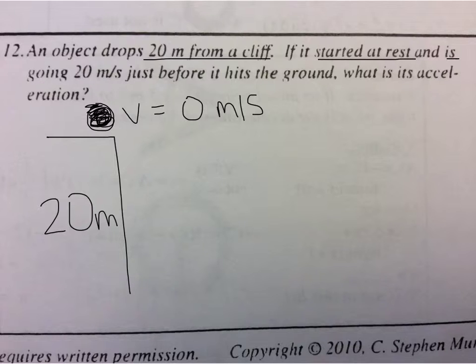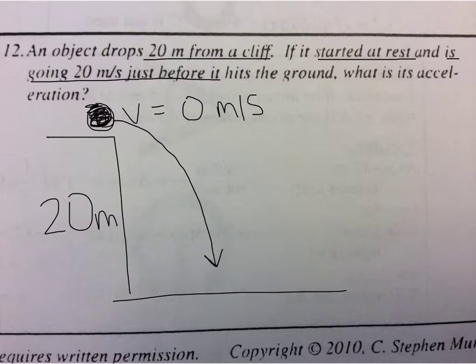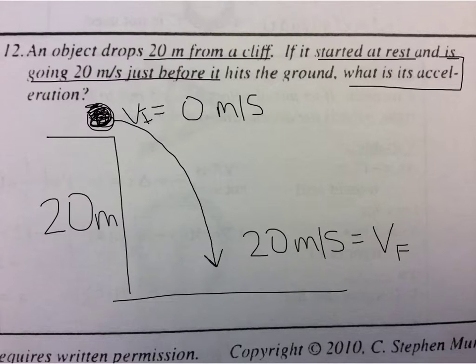Now, it is going 20 meters per second just before it hits the ground. So it falls off, and just before it reaches the ground here, it's at 20 meters per second. If it starts at rest, that's its initial velocity. And if it's going 20 meters per second just before it hits the ground, that's its final velocity. And the question asks right here, what is its acceleration?